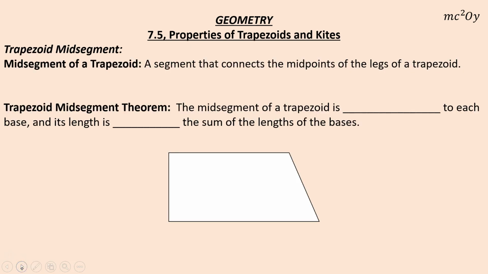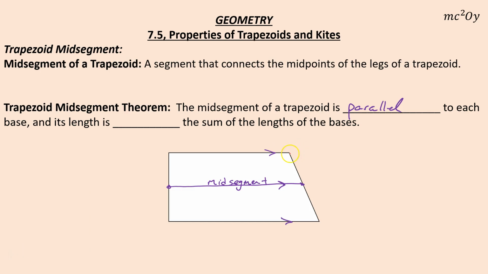All right, let's talk about midsegments and trapezoids. A midsegment of a trapezoid is a segment that connects the midpoints of the legs of a trapezoid. And the trapezoid midsegment theorem says a midsegment of a trapezoid is parallel to each of its bases. So if I have a midpoint and a midpoint, I'm just kind of estimating there, that line would be a midsegment. And that midsegment would be parallel to the bases. Now, let me make my parallel line markings. And its length is, well, let me show this.